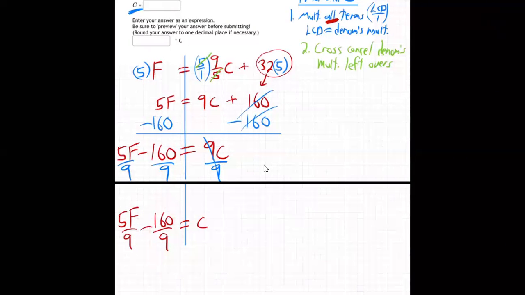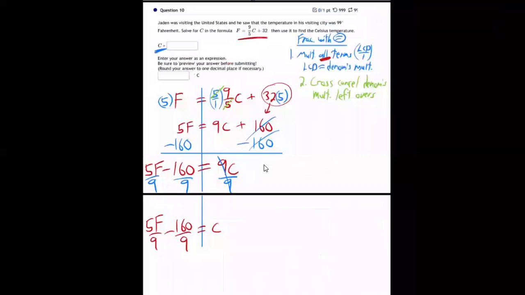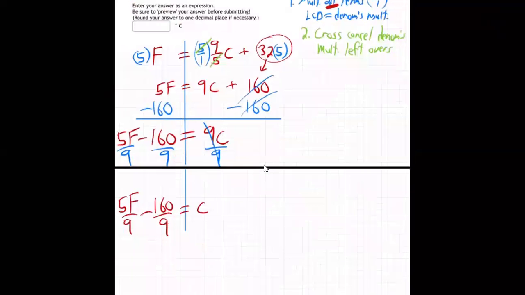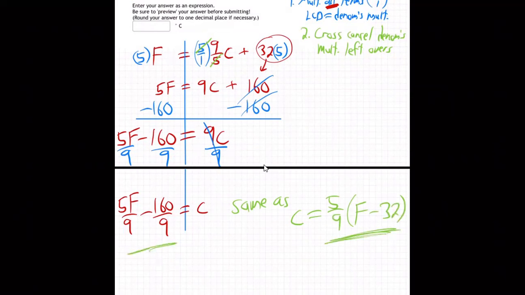Now, I want to give you a heads up. If you get this question wrong and you type in the thing and it tells you the answer, it's going to show it a different way, but it will take it like this. I just plugged it in and tried it. So it will take it this way. Let me just write, it's the same as C equals 5/9 F minus 32. That's another form. These are really the same.